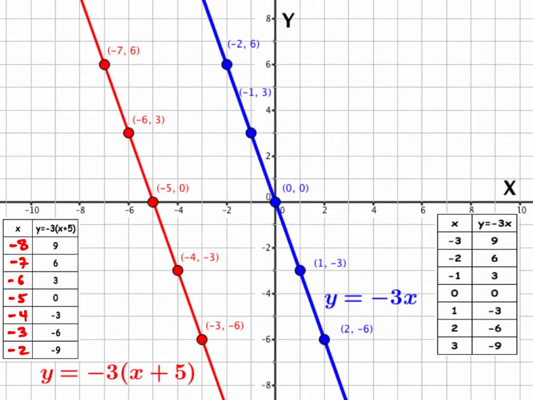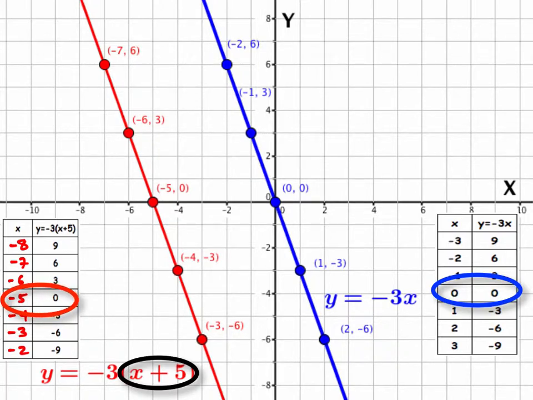Of course, how about the ordered pair 0, 0 on our original graph? Of course, 0 equals negative 3 times 0. That's why it makes this blue equation true. That's why it's on our blue graph. But if we want to get a y value of 0 on the graph in red, of course, we need to be multiplying negative 3 by 0. X can't be 0. X has to be negative 5. It has to be 5 less than 0. It has to be 5 less than it was in our equation in blue.